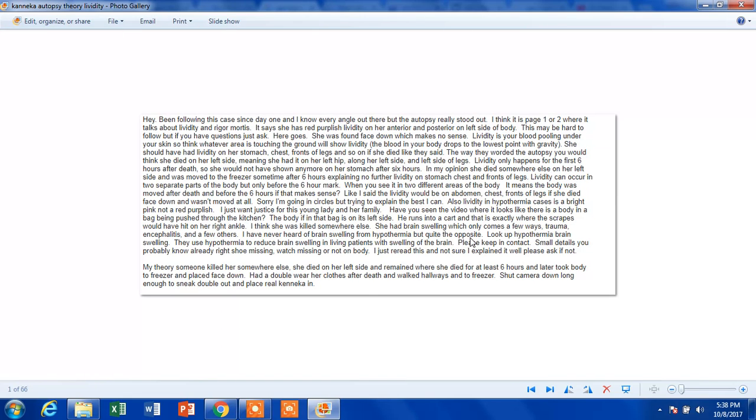She had brain swelling, which only comes a few ways: trauma, encephalitis, and a few others. Never heard of brain swelling from hypothermia, but quite the opposite. Look up hypothermia brain swelling. They use hypothermia to reduce brain swelling in living patients with swelling of the brain. Okay, now, which is so strange, because I knew something sounded odd when I was reading that autopsy.